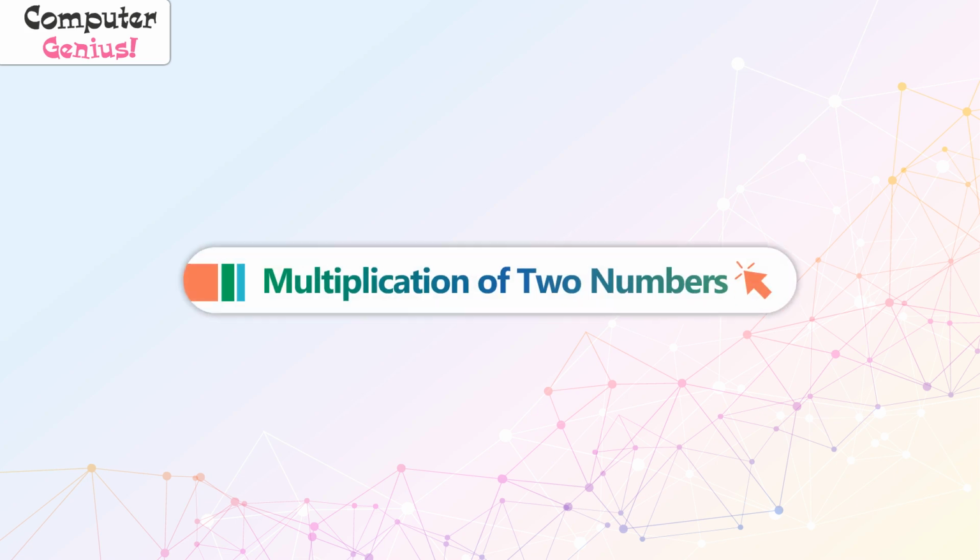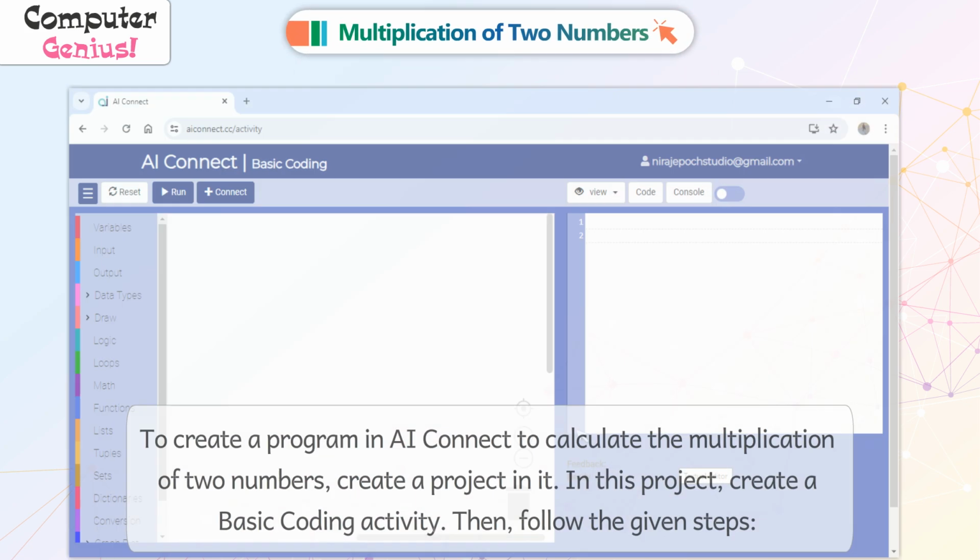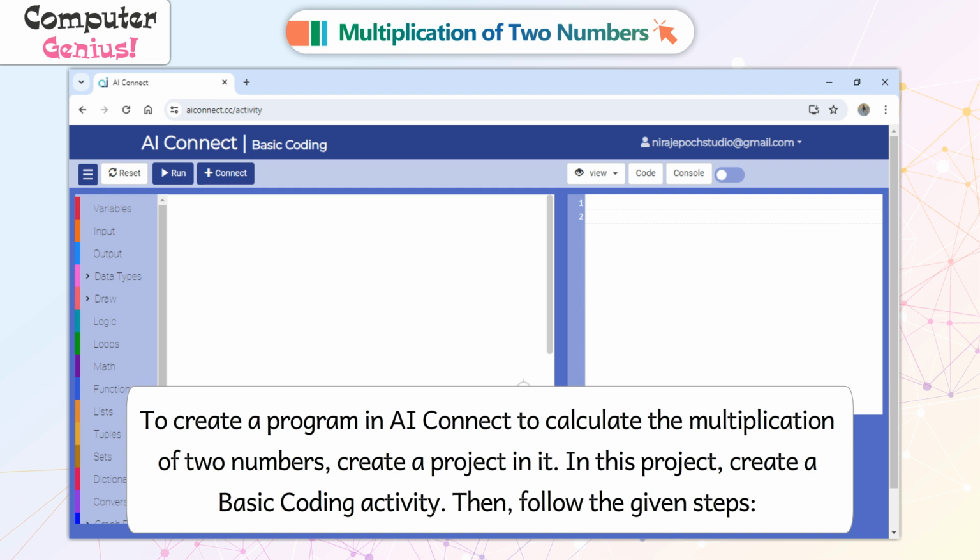Multiplication of two numbers. To create a program in AI Connect to calculate the multiplication of two numbers, create a project in it. In this project, create a basic coding activity. Then, follow the given steps.